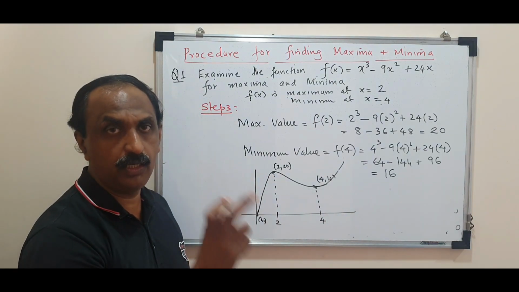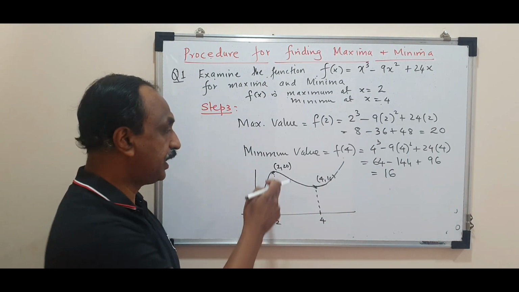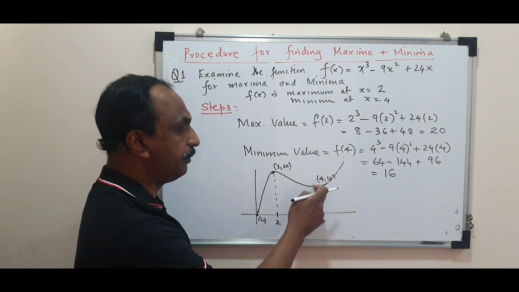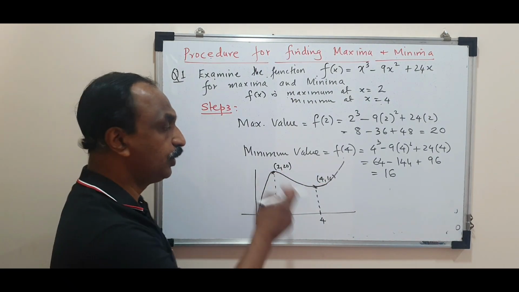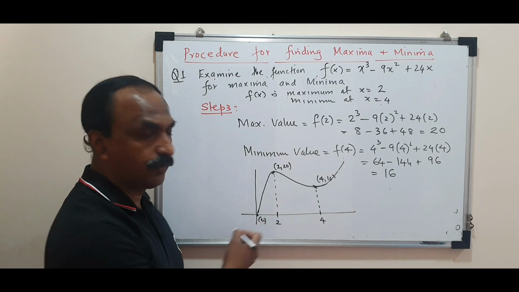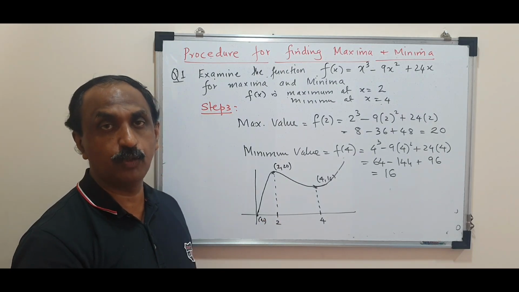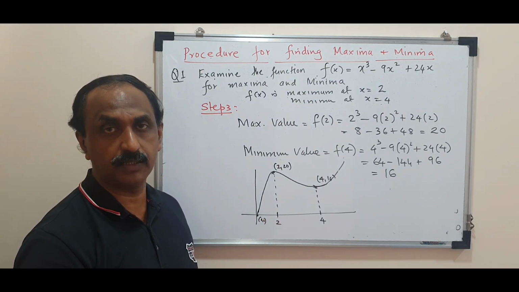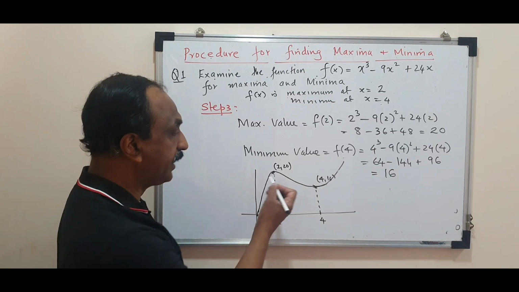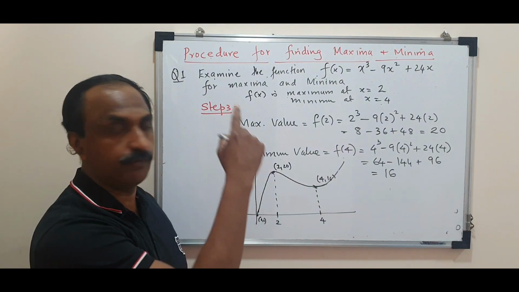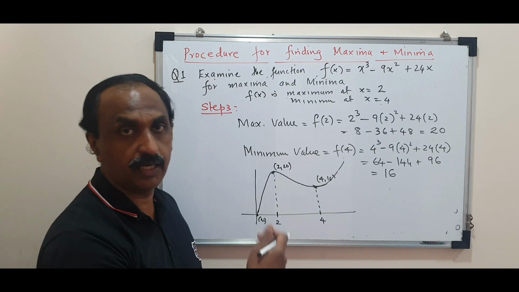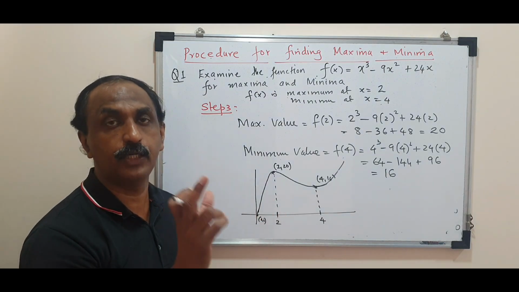So within a local domain, the function attains maximum at 2 and minimum at 4. And this is called local maximum, local minimum. Otherwise we call it absolute maximum, absolute minimum, which we are not interested in at this moment. At this moment we are interested only in where the function attains the peak value and where the function attains the bottom value within a particular domain.